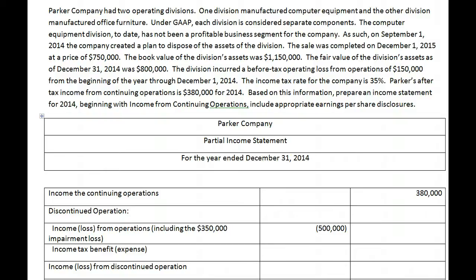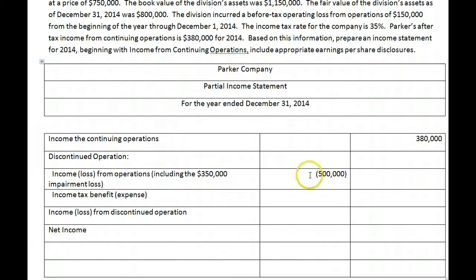Then from that point on, we do the exact same thing. Our tax benefit in this case, because remember, losses reduce our earnings, so the lower our earnings, the less income tax we pay. So we're going to again take that 500,000 times 35%, and we find that we get 175,000 tax benefit. So that's going to bring our net to 325,000. All right. 380 netted with the 325 gives us net income of 55,000.